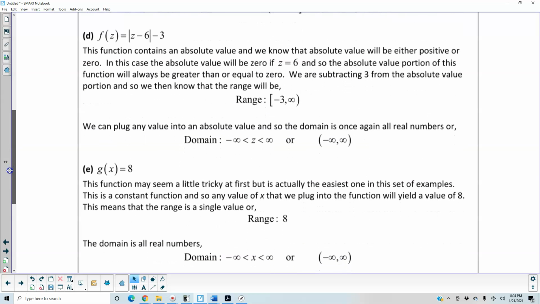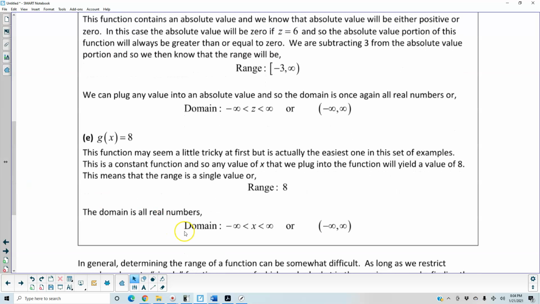Part E, g of x is equal to 8. This function may seem a little tricky at first, but it is actually the easiest one in this set of examples. This is a constant function, and so any value of x that we plug into the function will yield a value of 8. This means that the range is a single value, or the range is just 8. The domain is all real numbers, so it would be left parenthesis negative infinity, comma, infinity, right parenthesis.